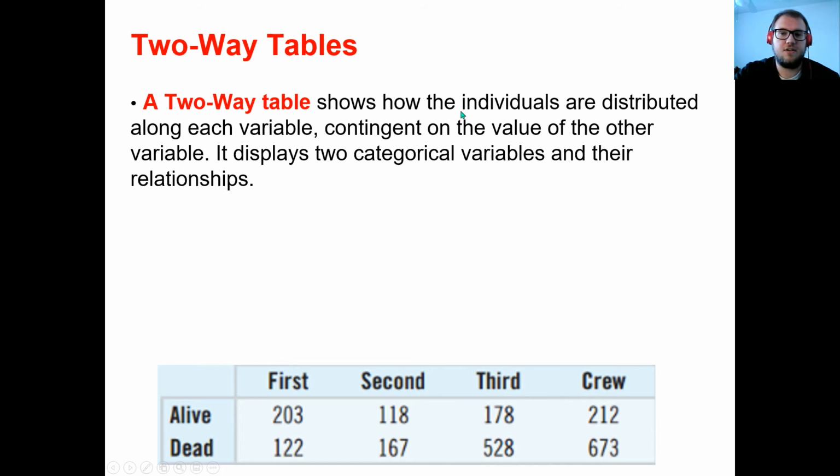A two-way table shows how individuals are distributed along each variable, contingent on the value of the other variable. It displays two categorical variables and their relationships. So here's an example with the Titanic. In history, we would like to think that the lower social economic class died at a higher count than the higher classes, and you can see that's generally true, but we'll talk about how we can make that more correct.